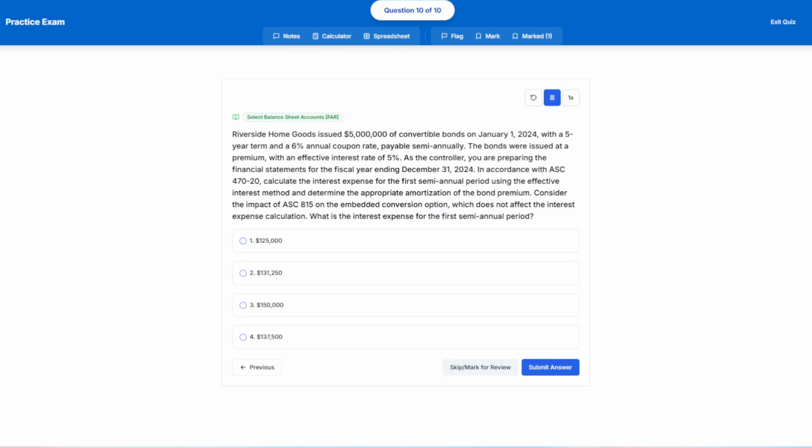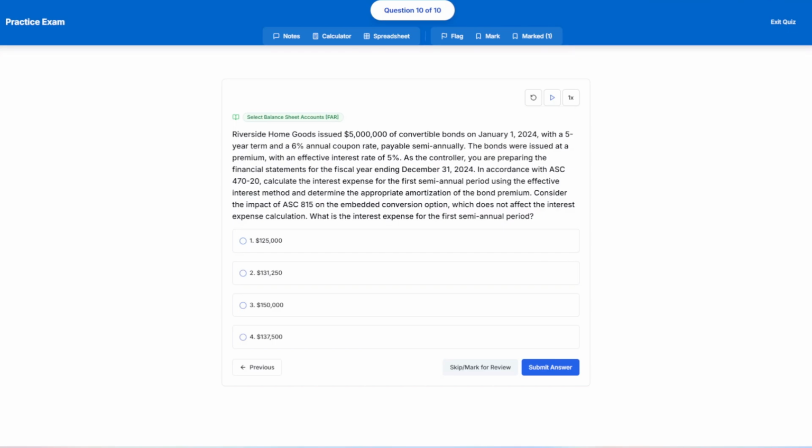In accordance with ASC 470-20, calculate the interest expense for the first semi-annual period using the effective interest method and determine the appropriate amortization of the bond premium. Consider the impact of ASC 815 on the embedded conversion option, which does not affect the interest expense calculation. What is the interest expense for the first semi-annual period?